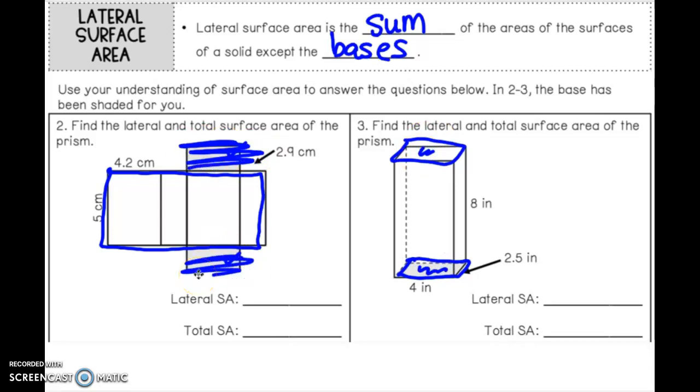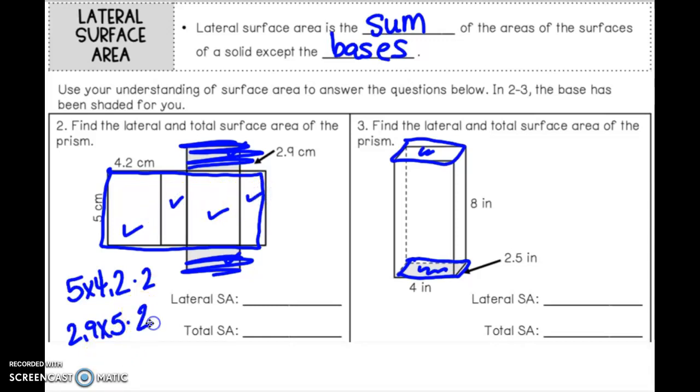So when we go ahead and do that one, we have a 5 by 4.2. We have 2 of those, so we're going to do that times 2. And then we have a 2.9 times 5. And again, there's 2 of those, times 2. And we're going to multiply those out and add them together. And we get 71 centimeters squared. And you can go ahead and do that on your calculator.